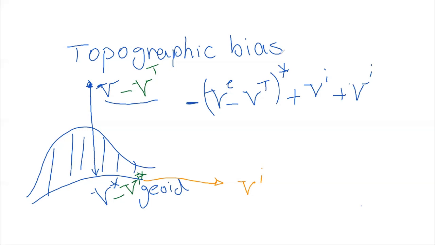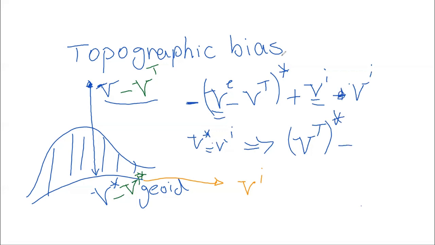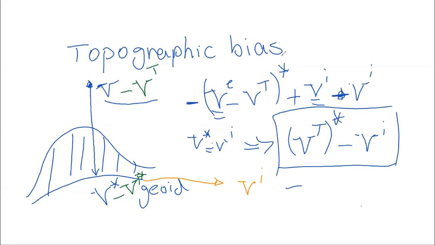So if we assume that this potential is equal to this one, the downward continued one, the potential which is continued downward is here, and the same with the potential of I. Therefore, what remains is the topographic effect continued downward, which should be minus the internal effect. This is the topographic bias.